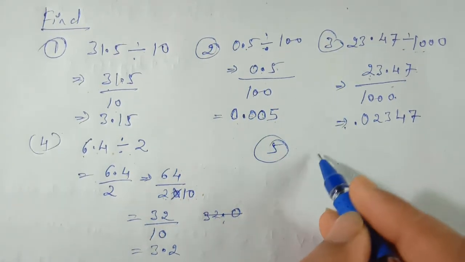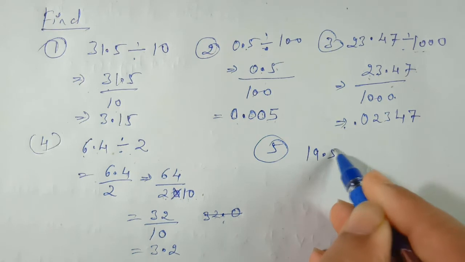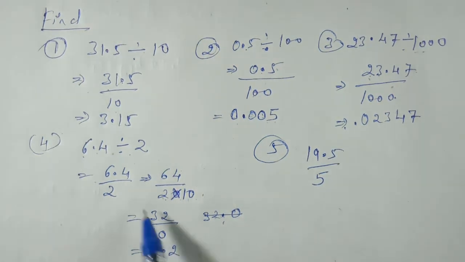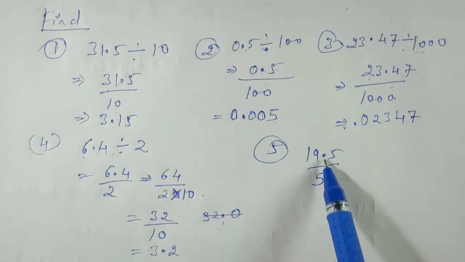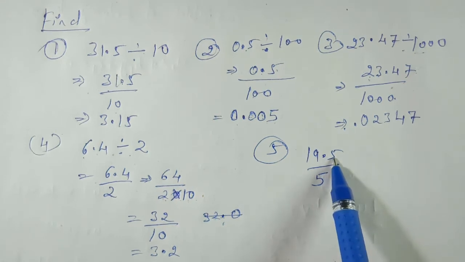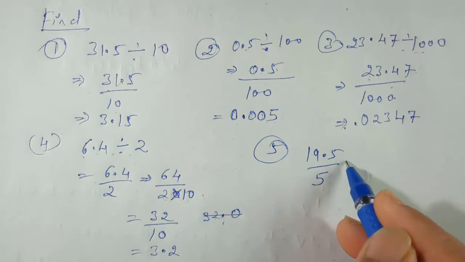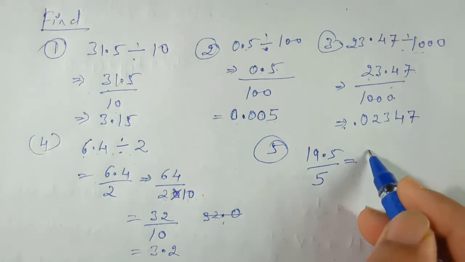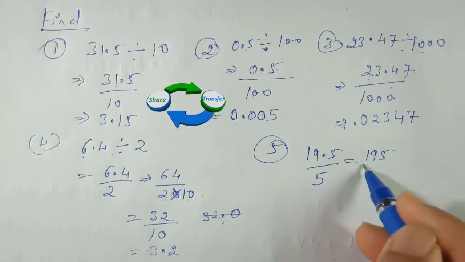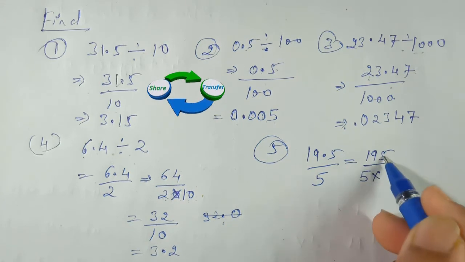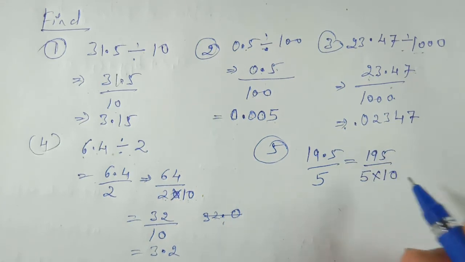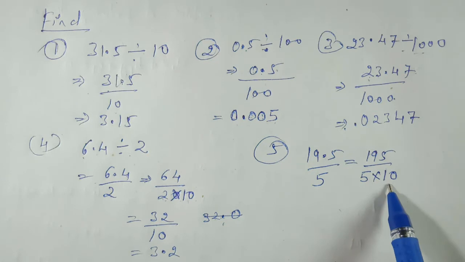Fifth example, 19 decimal 5 divided by 5. Again the same process we have to follow. Here the digit after the decimal is at what place? 10th place. It means we can write it as 195 upon 5 into, since it is at 10th place, it means we're going to divide it by 10.